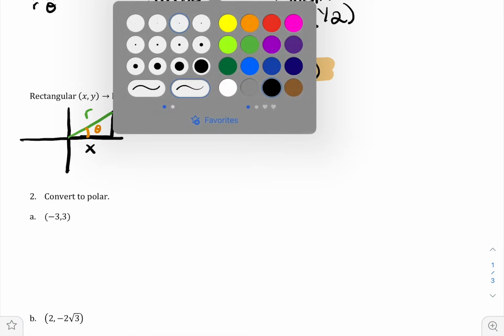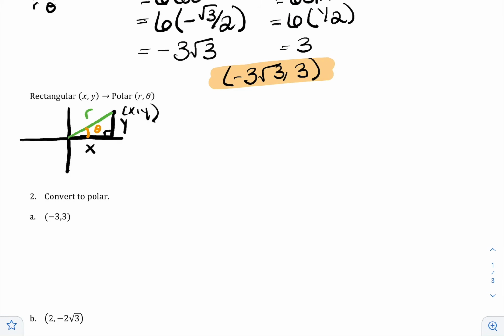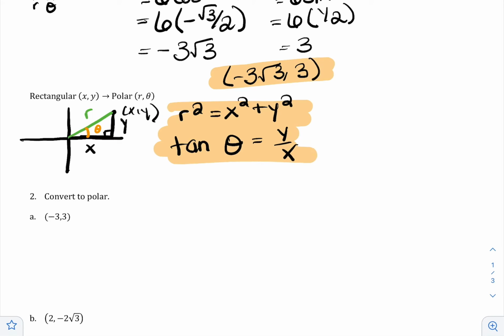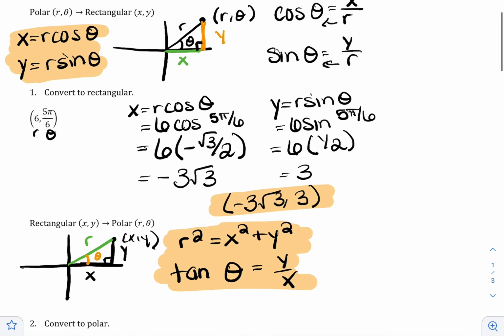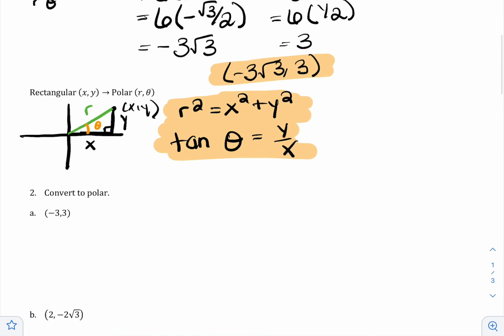But again, it's a right triangle. So I have the black, I have x and y. I'm looking for r. Well, r is the hypotenuse of a right triangle, so I can use the Pythagorean theorem. So r squared is equal to x squared plus y squared. Done. And then I'm looking for theta, and I have y and x, which is opposite and adjacent, so I'm going to use tangent. So I have the tangent of theta is equal to y over x. And here are my other 2 conversion formulas. So the 2 at the top and the 2 here make my 4 conversion formulas.